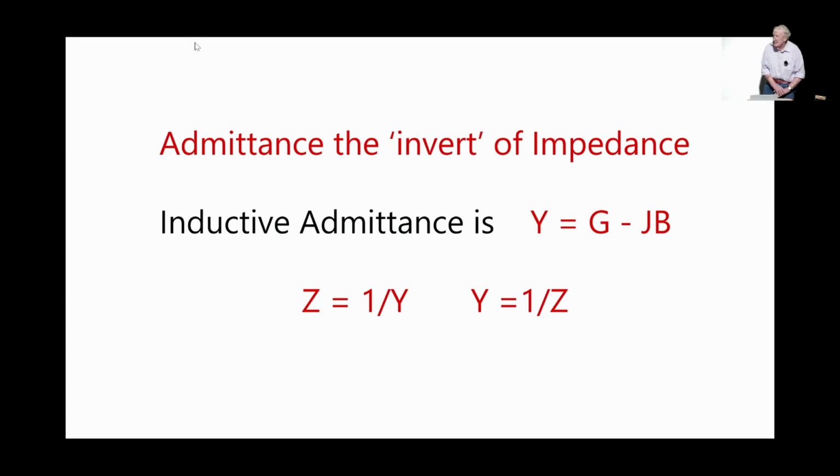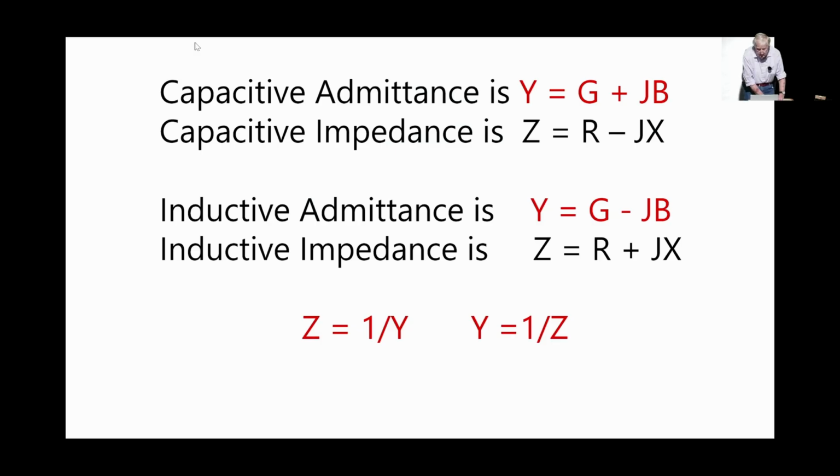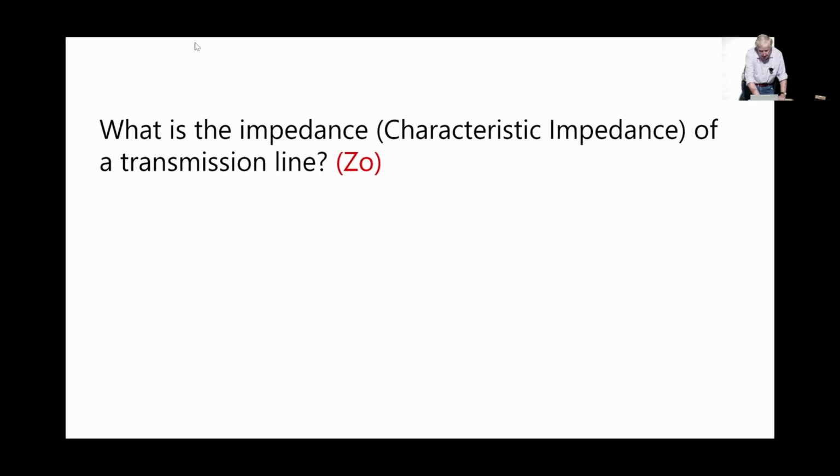So there we are. Z is 1 on Y and Y is 1 on Z. And we've got inductive admittance there as G minus jB. So there's a summary of what we're going to deal with in the Smith chart, both impedance and admittance. Sometimes it's convenient to use one and sometimes the other.